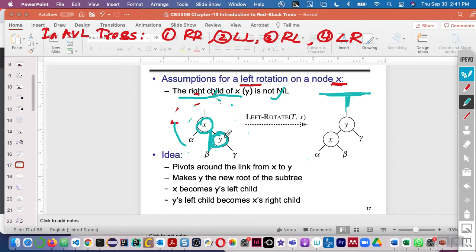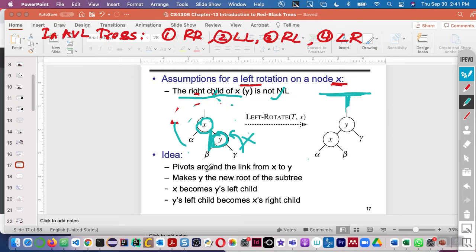So it must not be null. That means if it does not exist, there is no node over here from y. There is no node G, right? So we cannot rotate based on y, because y does not have any child. You cannot move or rotate through a leaf node, only through a parent node.